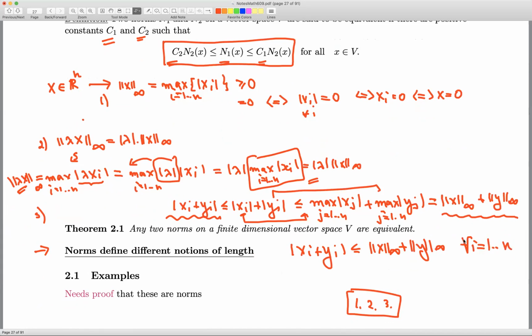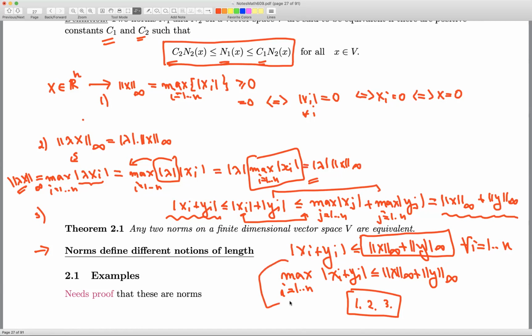Well, if something is true for all i from 1 to n, then it will be true for the maximum of it. So therefore, the maximum over i from 1 to n of the absolute value of xi plus yi is less than or equal to the norm of x infinity plus the norm of y infinity, because this right-hand side does not depend on y. It's some fixed constant that does not depend on y. And for every y, this constant is an upper bound, and therefore it will be an upper bound for the maximum among all the y's.